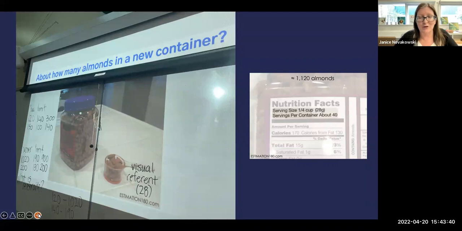They didn't count out all the almonds in the container, but they did use multiplication to think about how many servings there are and then what a serving size was. And so students used that information to calculate about how many almonds were in the container and then compared it to their estimate to see if it was reasonable.